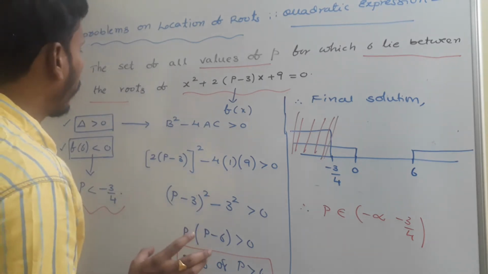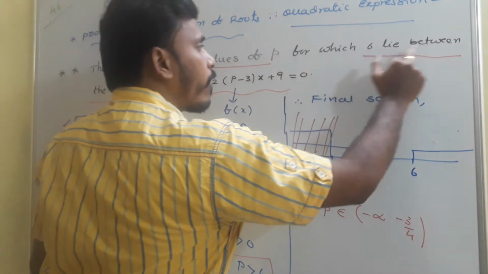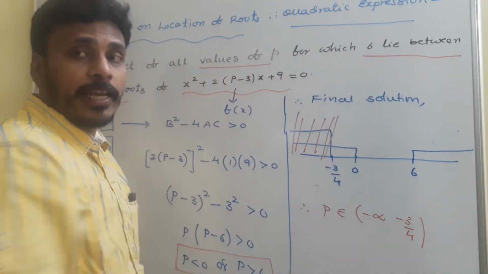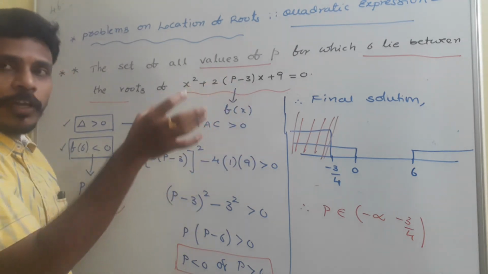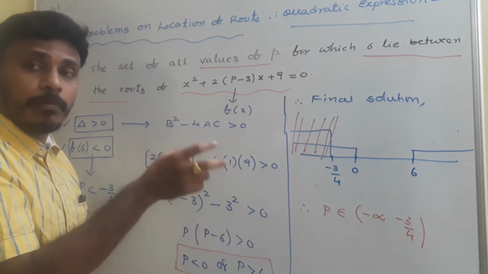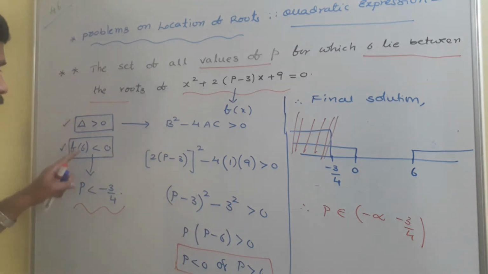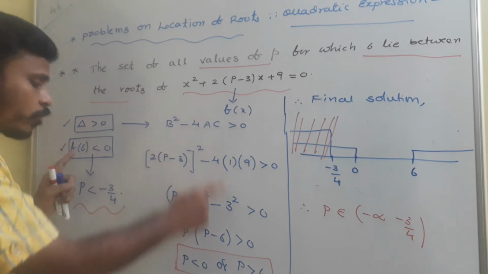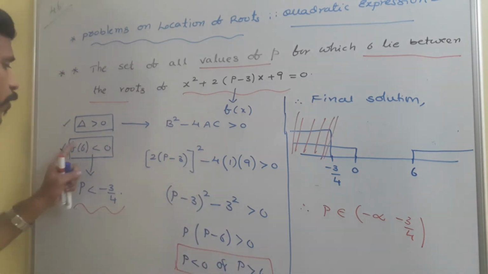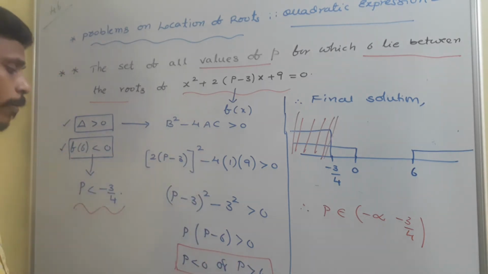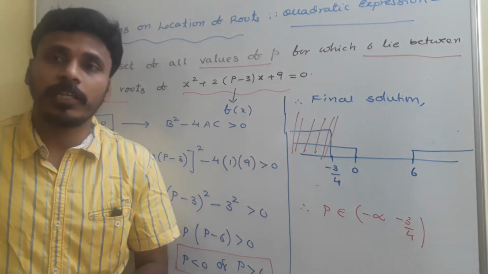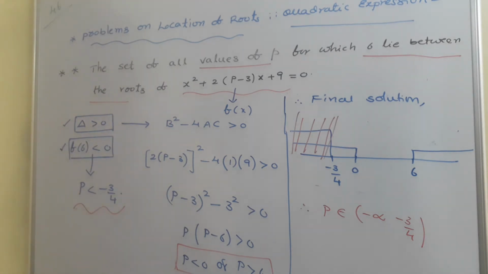Just have a look. Once again I repeat for you, the set of all values of P for which 6 lies between the roots of this particular expression. When you observe the rough sketch of the graph, the upward parabola, 6 lies between them. Since it has two roots, delta should be greater than 0 and f of 6 less than 0. Delta greater than 0 gives us these values of P. F of 6 less than 0 gives these values for P, and these two together should happen, so try to identify the common solution, and at the end our answer is minus infinity to minus 3 by 4.